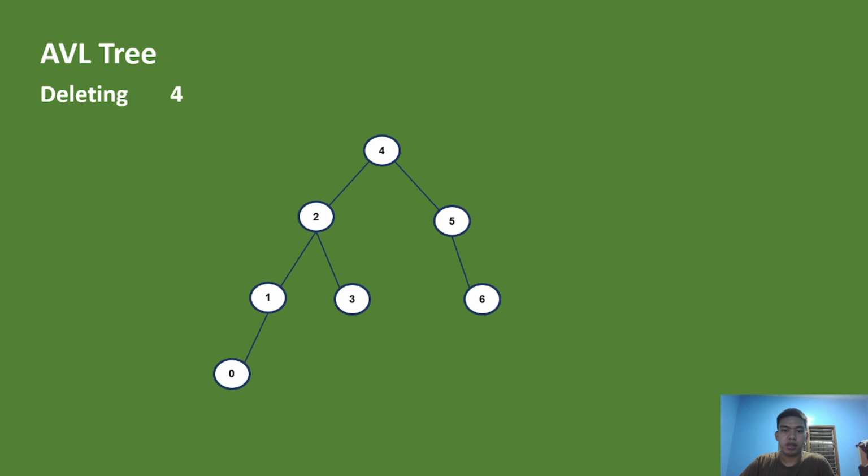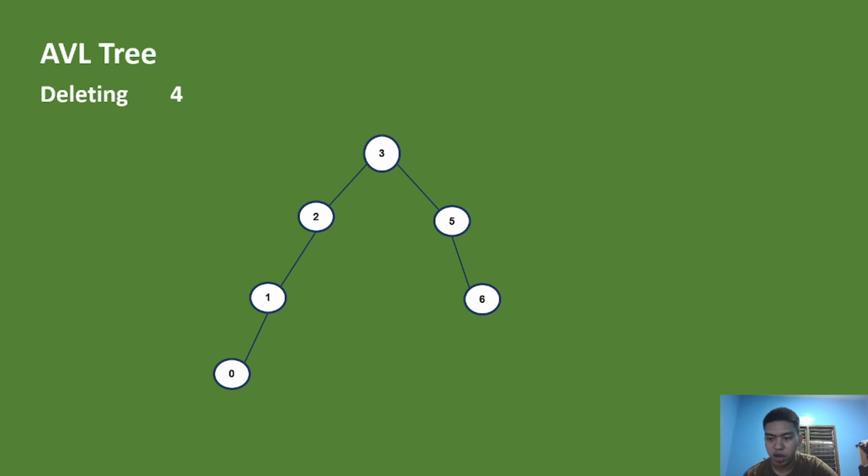Right here we're going to add 3 to the top here, and then the first affected parent node is going to be 2. So let's look at the balance factor of 2. The balance factor of 2 is already minus 2, which we cannot have.